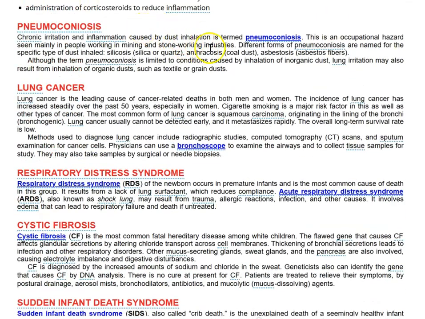I have no idea what this is. Pneumoconiosis. 27 years in healthcare, I don't know what this is. So this must mean this doesn't happen in my area in North Carolina a whole lot.